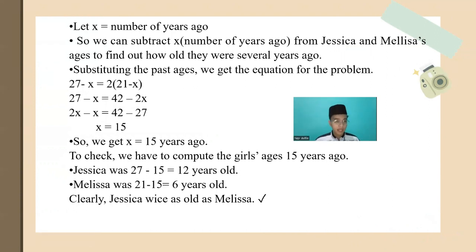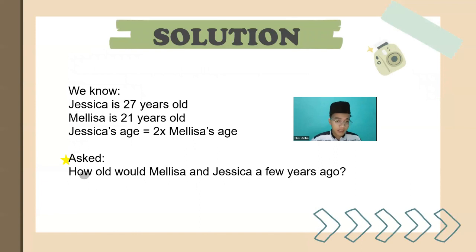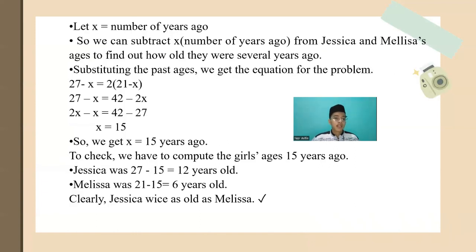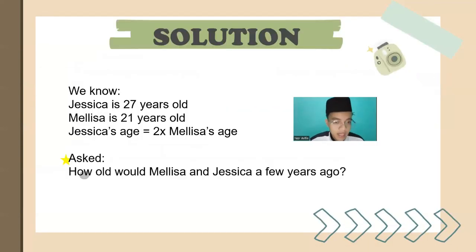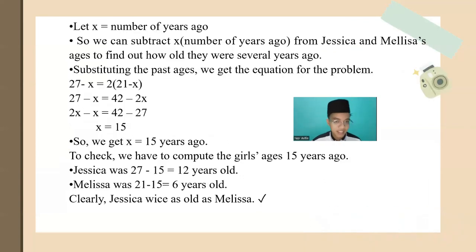Let x be the number of years ago. So we can subtract x years from Jessica's and Melissa's ages to find out how old they were several years ago. Substituting the past ages, we get the equation for the problem. 27 is Jessica's age, and 21 is Melissa's age.